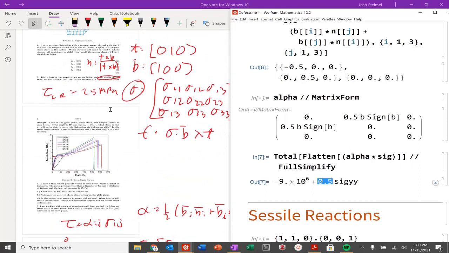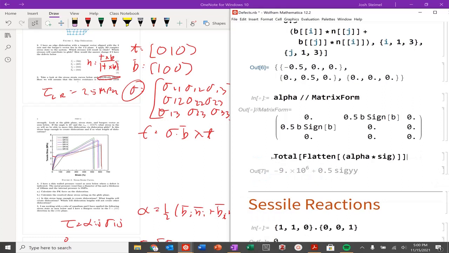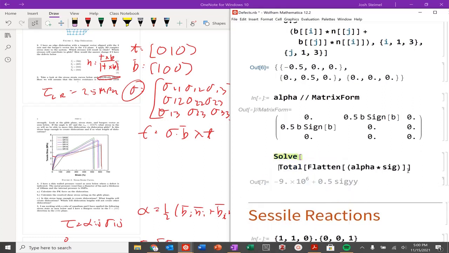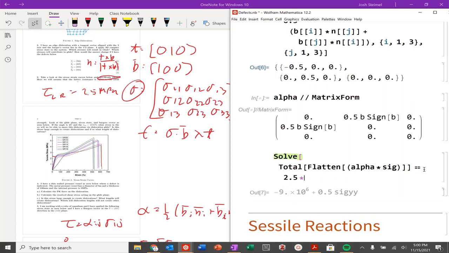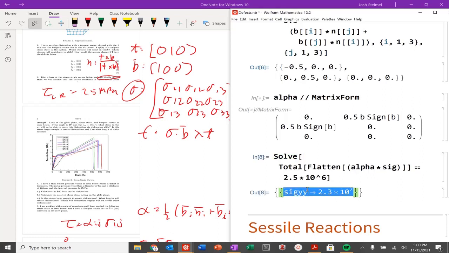So we know that when our resolved shear stress is equal to or greater than lattice resistance, we're able to move those dislocations. So I can solve now. I could basically go like this. I could solve, when does this equal, I need to make it 2.5 times 10 to the 6. So this has to be my sigma yy. So this would be the value to get there. Excellent.